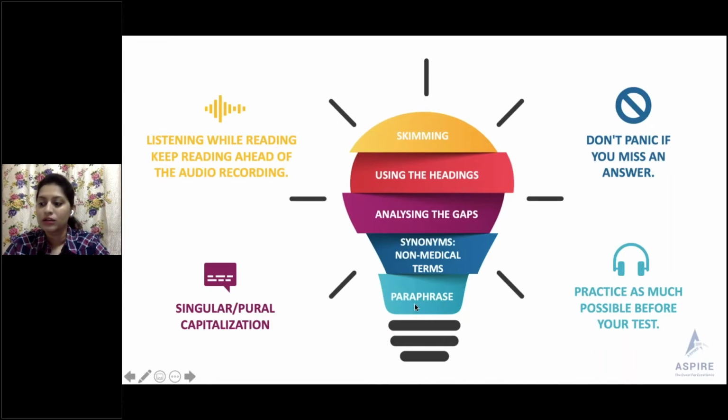Paraphrase. You will always encounter paraphrases, whether listening or reading, both of them, in fact. They might be using completely different words or say words with opposite meaning. So you just need to be a really good listener.